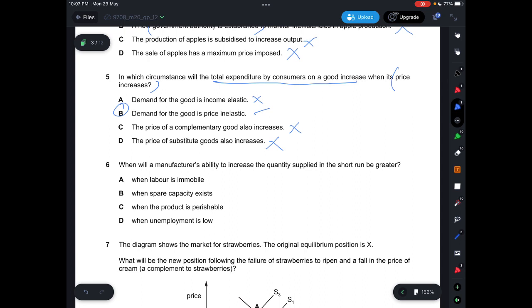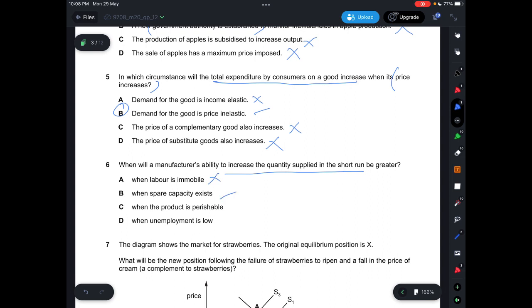Question 6. When will a manufacturer's ability to increase the quantity supply in the short run be greater? So to increase quantity supply in the short run, it has to be elastic. So that means that it cannot be perishable. You don't have to have highly skilled labor. Any labor will work just fine. So A, it says when labor is immobile, which is not correct. B, it says spare capacity exists, which is correct.